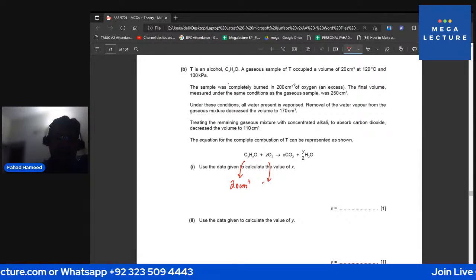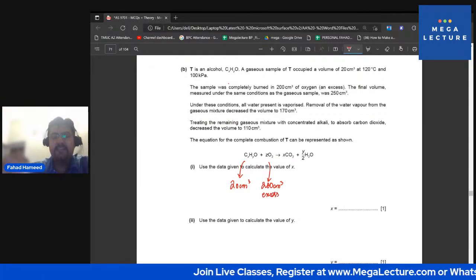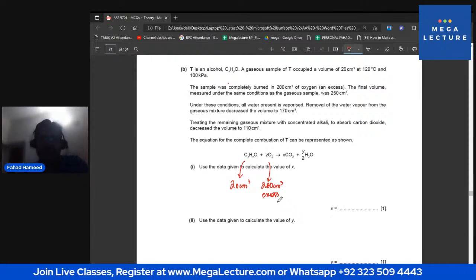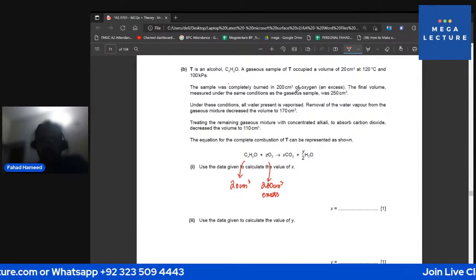So the amount of oxygen is 200 cm cube, but remember it's in excess. So that means it's not 200 cm cube that's actually taking part in the reaction. It's probably going to be less than 200 cm cube. So not exactly 200 cm cube. The final volume measured under the same conditions as the gaseous sample was 250 cm cube.